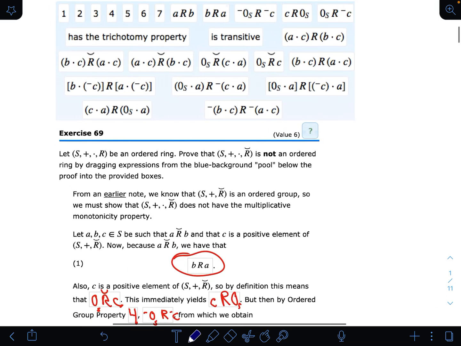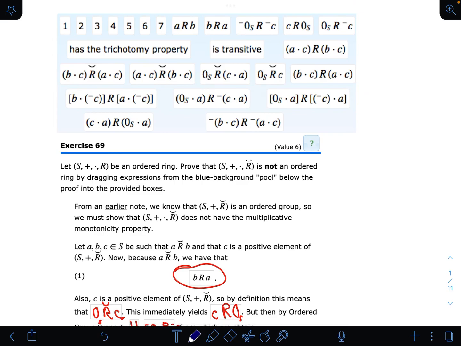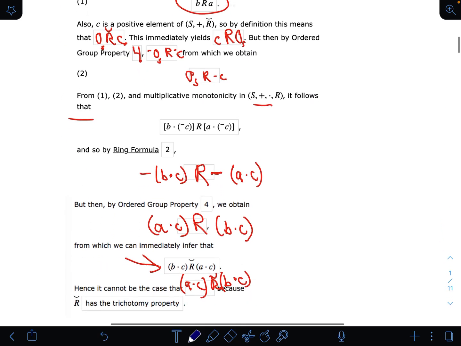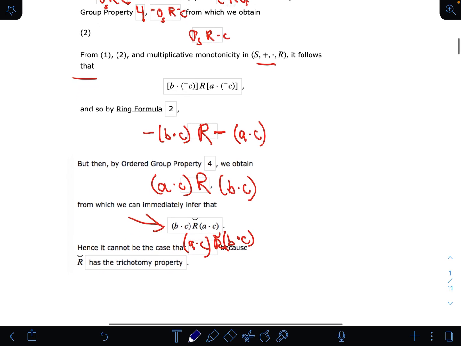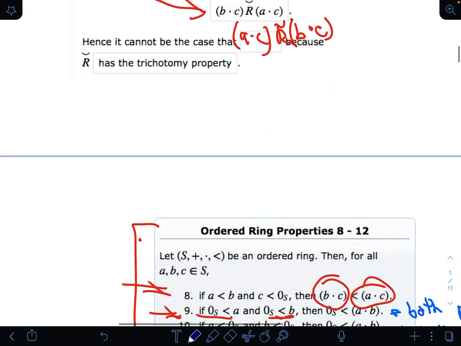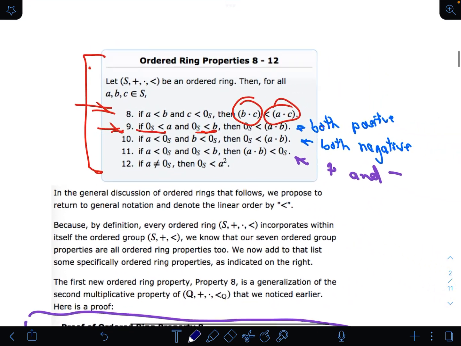69, by the way, that was one of these exercises where it's a drag and drop proof. How did you do with that? Hopefully you were able to figure out most of it. As you can see, I had some of it filled in for you. Now I've got it filled in all the way.